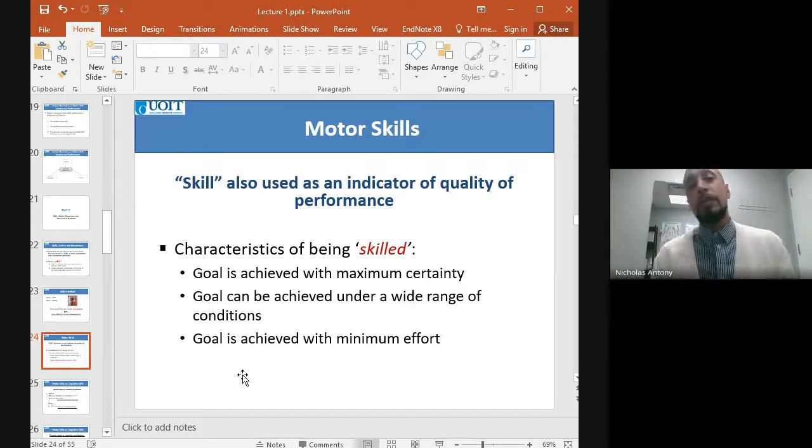Don't get confused, because in English, as an adjective, the term skilled can also be used to talk about someone that's performing a motor skill with maximum certainty, with maximum efficiency, like they're very good and very consistent, and very coordinated, or that they tend to achieve the task with minimal effort. So when I say that, think about a really good athlete. Someone name someone.